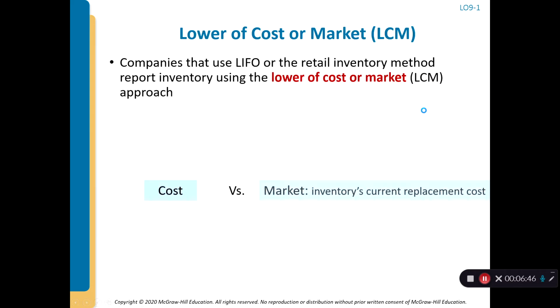And then the second method of valuing is for the people who use LIFO and the retail inventory method. If you use LIFO and the retail inventory method, you need to use the lower of cost or market method. This method is basically comparing the purchase price with the market price. The market price here is defined as the inventory's current replacement cost.